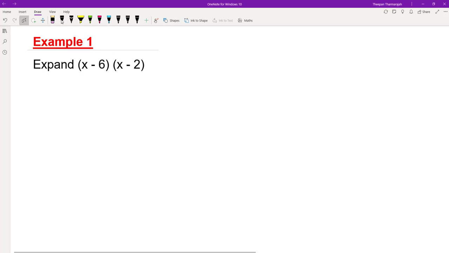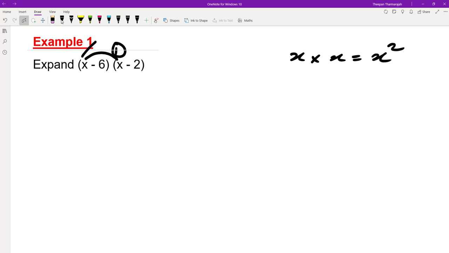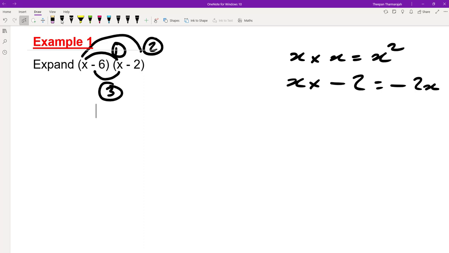Okay, welcome back. So the first step is x times x. So let's write that here. X times x equals x squared. The second step, x times minus 2, which is minus 2x. Third step, minus 6 times x is minus 6x.